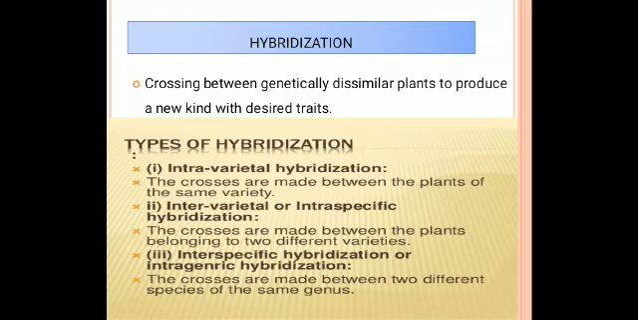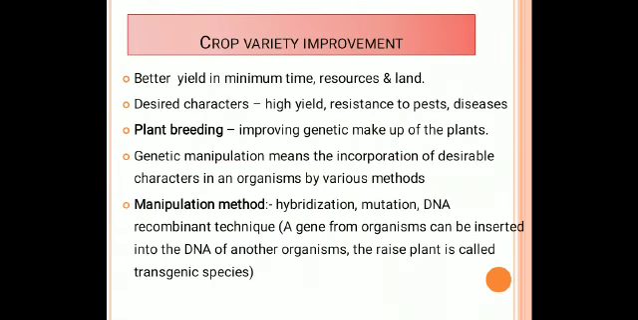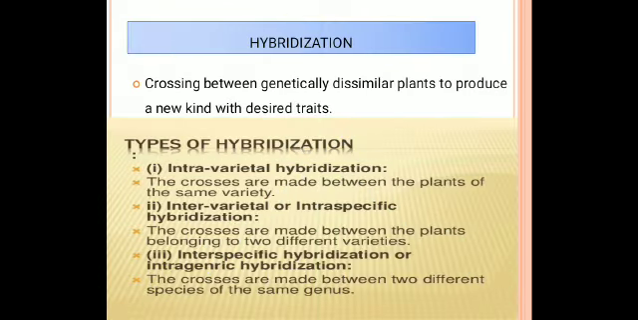The first one is intravarietal hybridization. Intravarietal refers to the variety of the crop. Here the crosses are made between plants of the same variety. For example, a cross between the same variety of pea plant is called intravarietal hybridization. The cross between different varieties of the same plant species is called intervarietal hybridization.